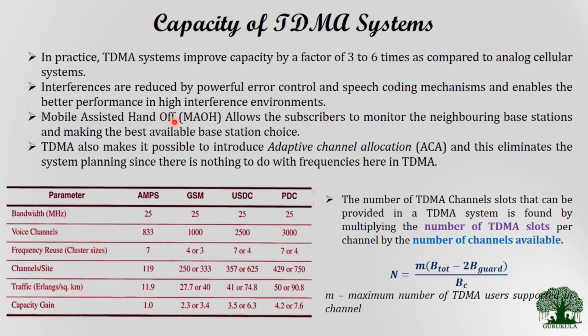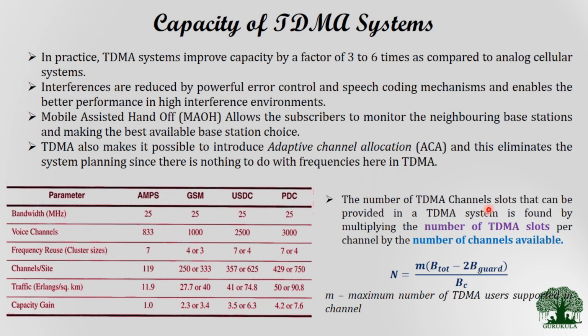The mobile assisted handoff allows the subscriber to monitor the neighboring base stations as well, making the best available base station choice. So this special type of handover is incorporated in the TDMA system, which helps it choose the better available base station. TDMA also makes it possible to introduce adaptive channel allocation, and this eliminates system planning since there is nothing to do with the frequency here. In TDMA, all the users are free to use the entire spectrum, so there is nothing to do with frequency allocation. So dynamic allocation is possible here.